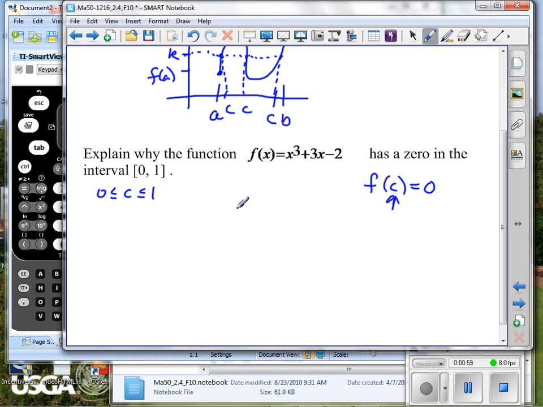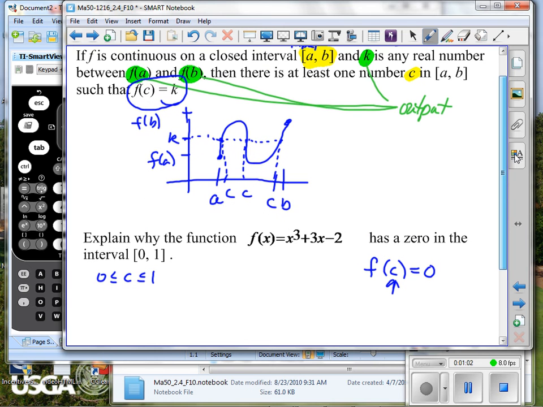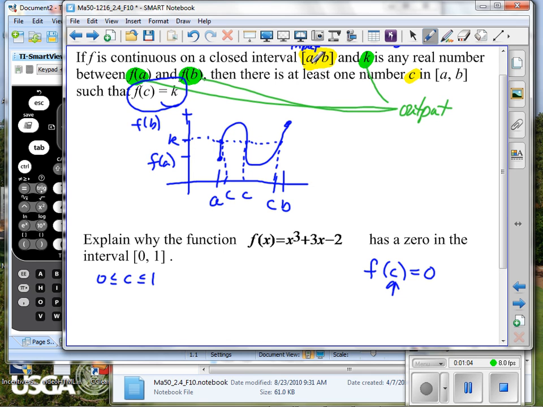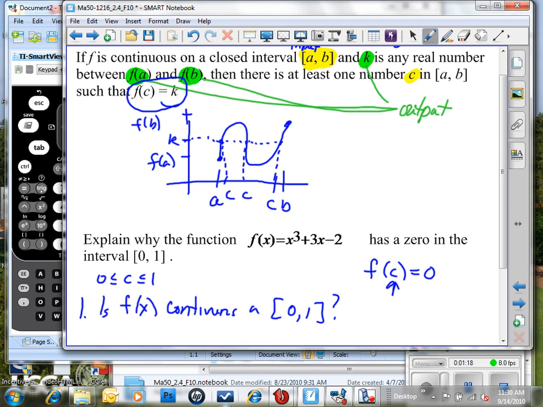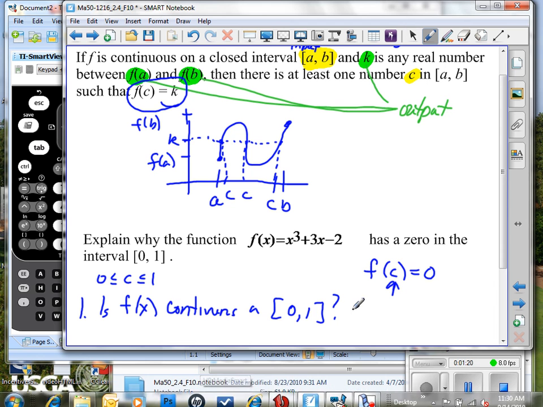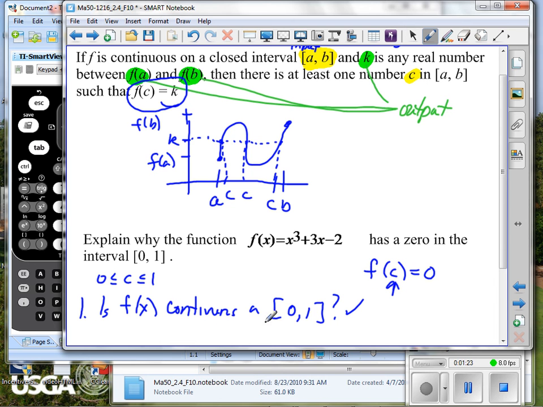Okay, well, let's see what happens here. Let's see, our theorem says the function is continuous on the closed interval. So, is f of x continuous on 0 to 1? Because it's a polynomial function. Absolutely. Okay. We could say f of x is a polynomial, therefore continuous everywhere.